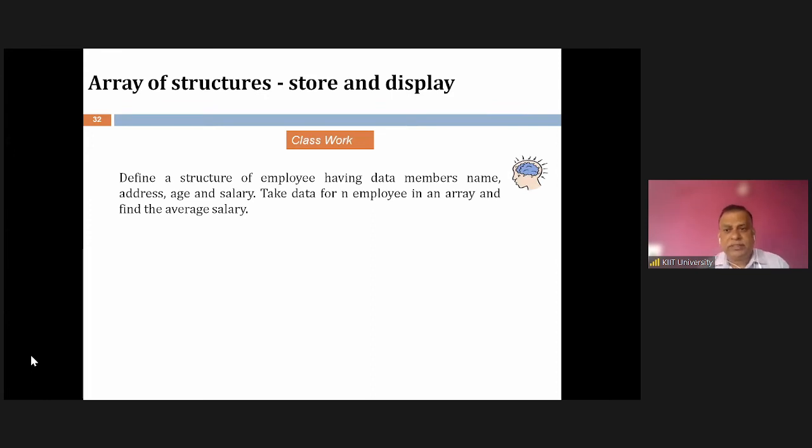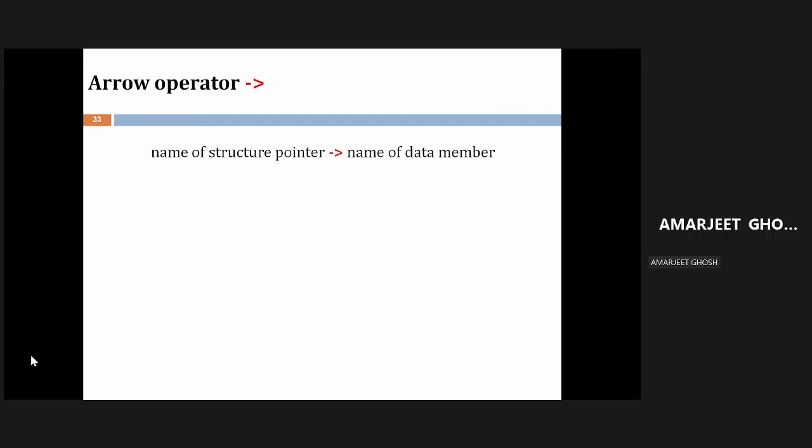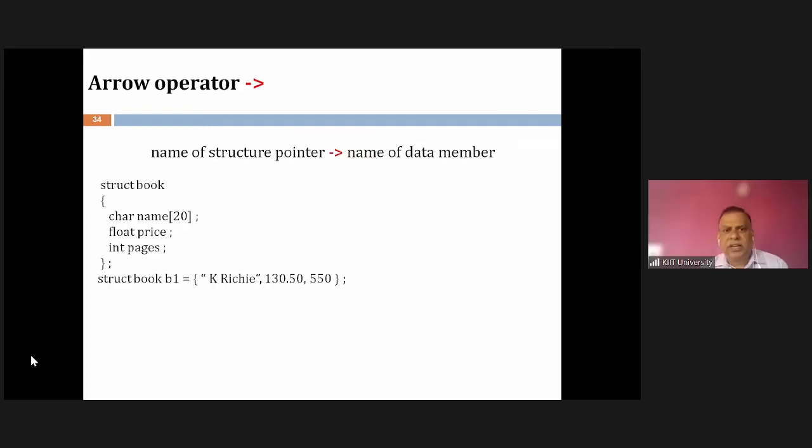Today, note down this. Define a structure of employee having data members name, address, age, and salary. Address can be the name of the state only or the name of the district. Take data for 10 employees in an array and find out the average salary. Understood the problem? Yes, sir. Using arrow operators.